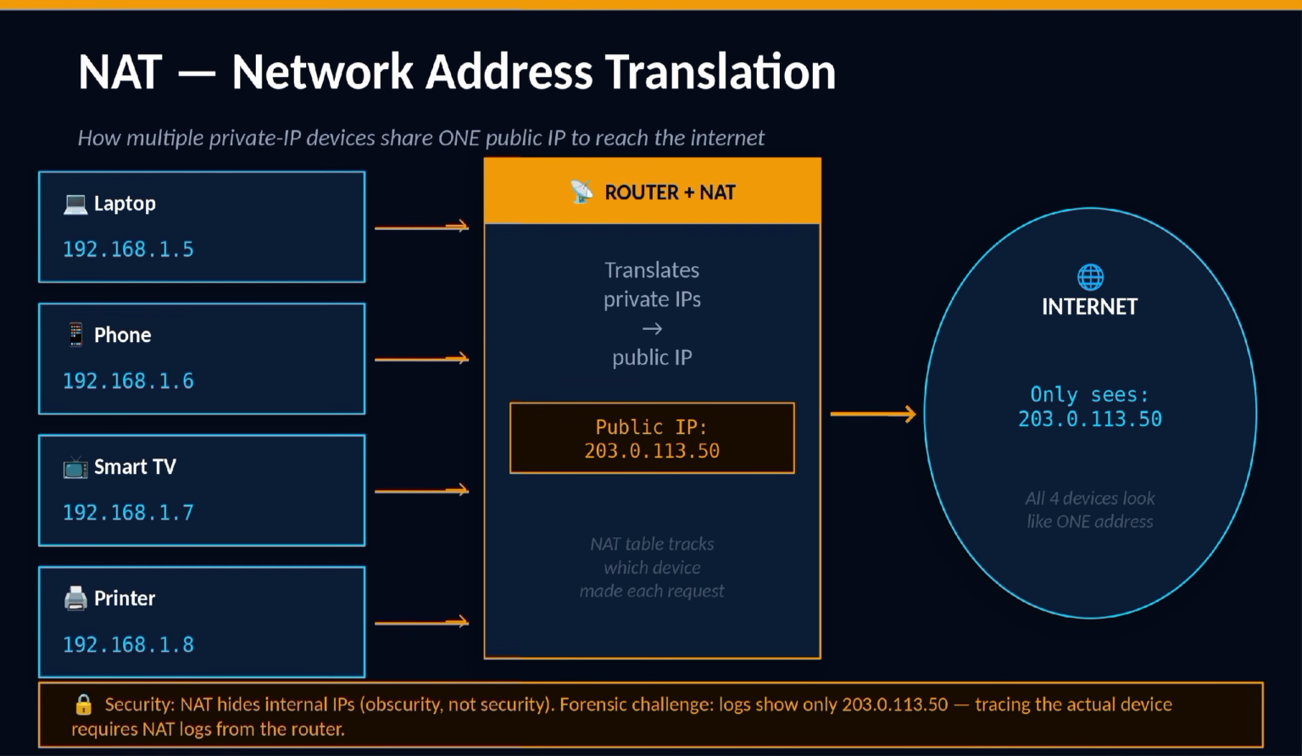All of this happens in milliseconds. You never even notice it. NAT basically hides your internal network from the outside world. It's not a full security solution, but it adds a layer of obscurity.